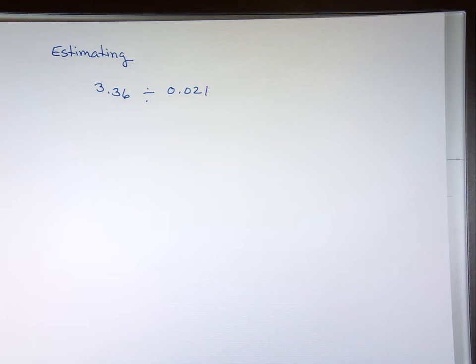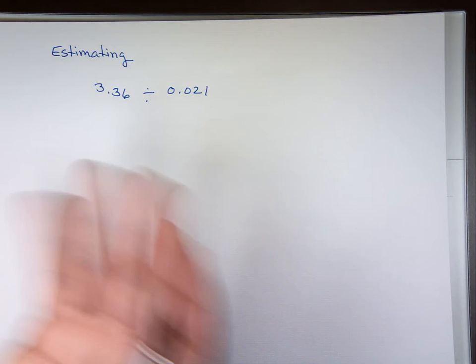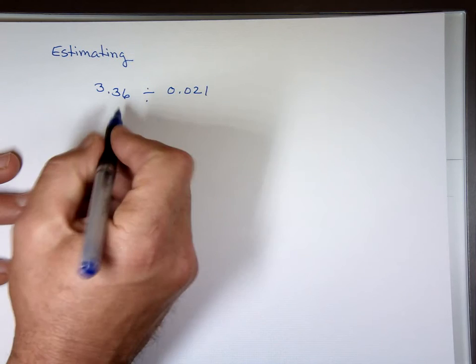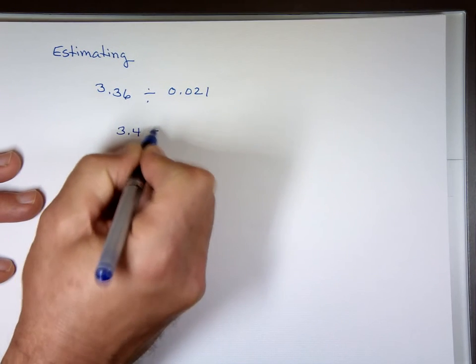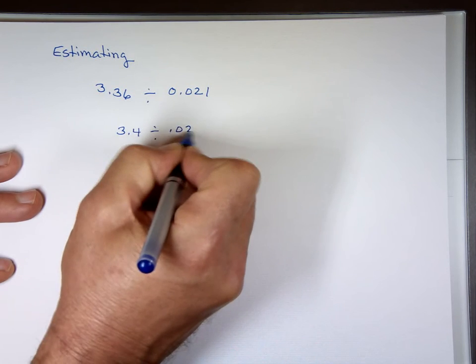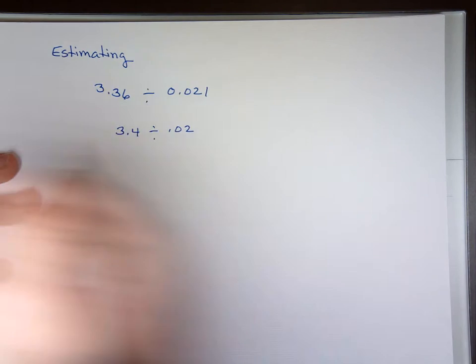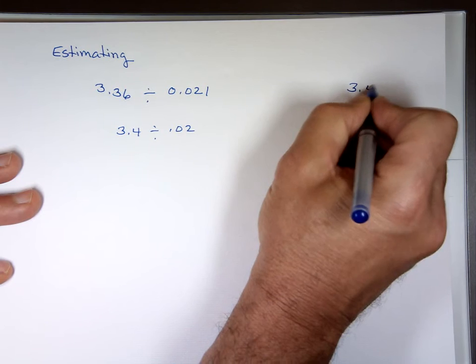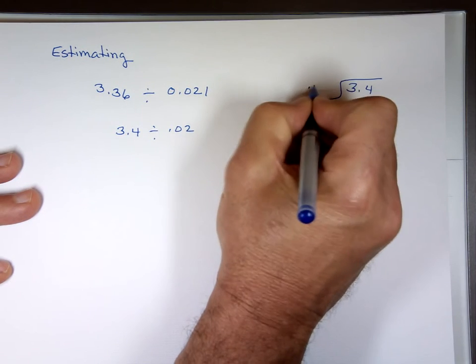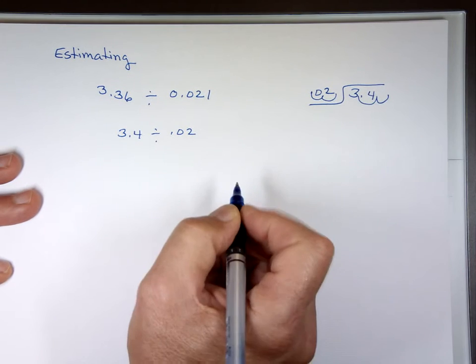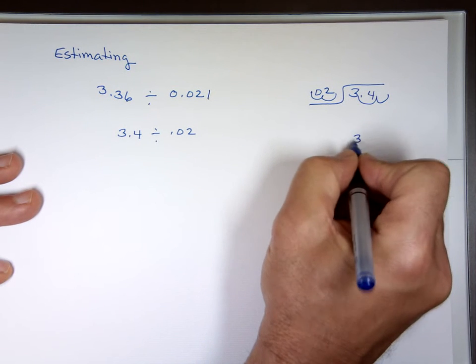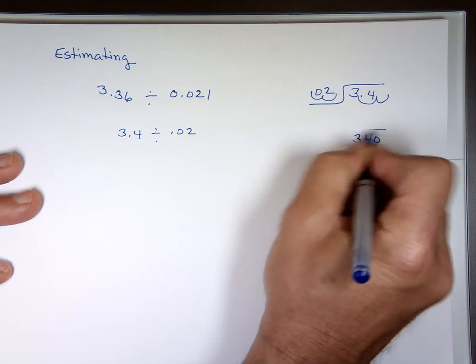Now, if I'm looking to estimate, what I might do for this one, I go, you know what? I don't need the exact answer. Just a rough neighborhood. I'll look at this. That's what? 3.4 divided by 0.02. So 3.4 divided by 0.02. This is not good. Move it 2 places. Move it 2 places. That becomes 340 divided by 2.